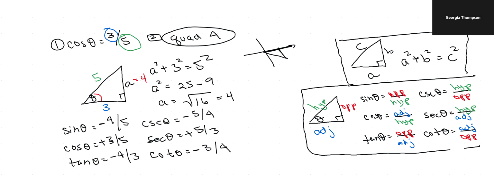So for these problems, remember, you can be given one ratio and a quadrant, and you can find all of the other values. So here are some practice problems that you can try. For instance, let's say sine theta is -2 over root 5 in quadrant 3.